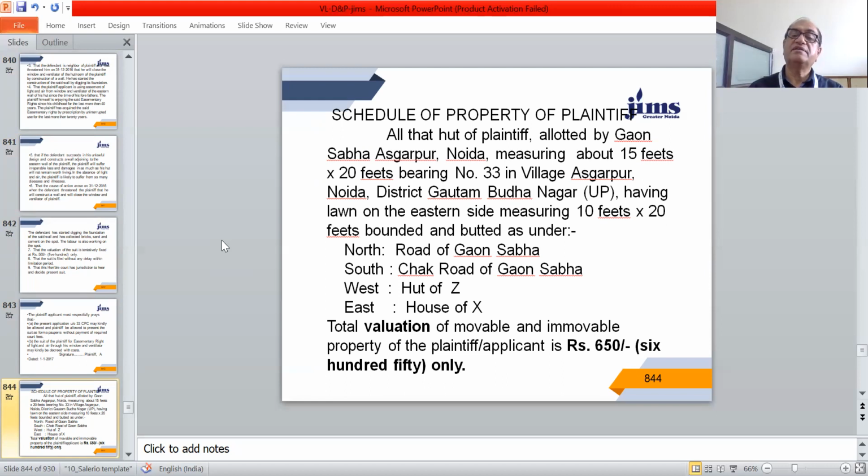On the northern side, there is road of Gaon Sabha. In the south, there is Chak Road of Gaon Sabha. Western side is hut of Z, and eastern side house of X is situated. And the total valuation of movable and immovable properties of the plaintiff applicant is rupees 650 only, which is less than 1,000.